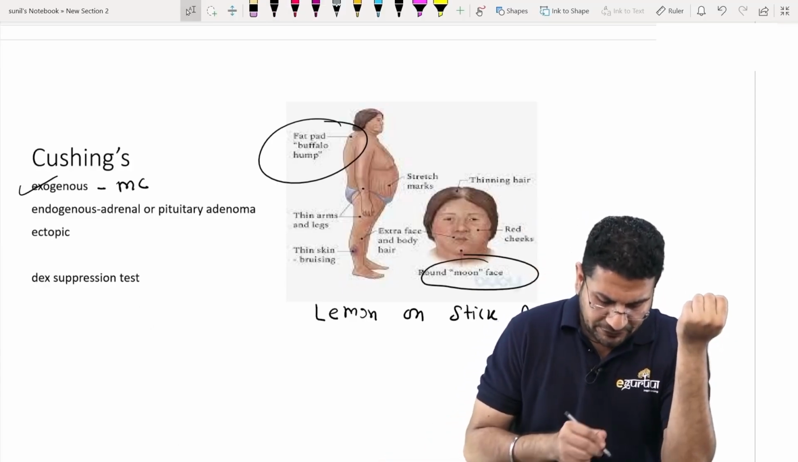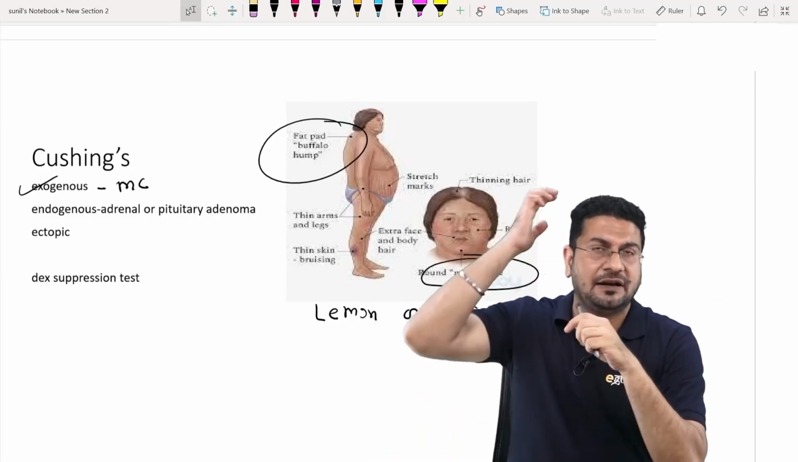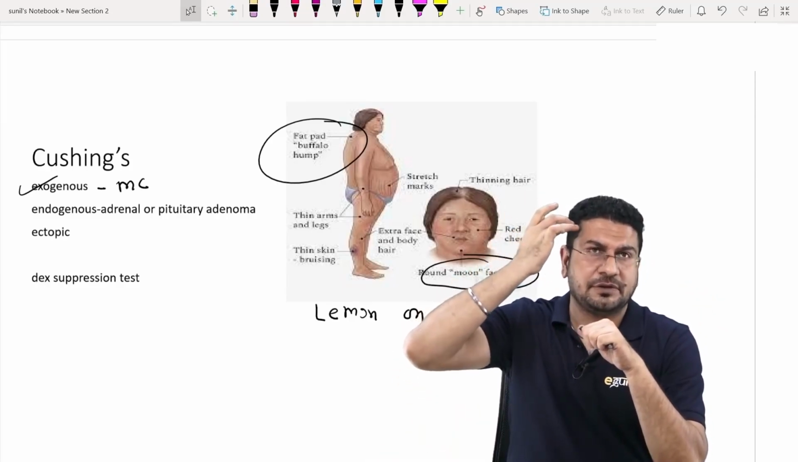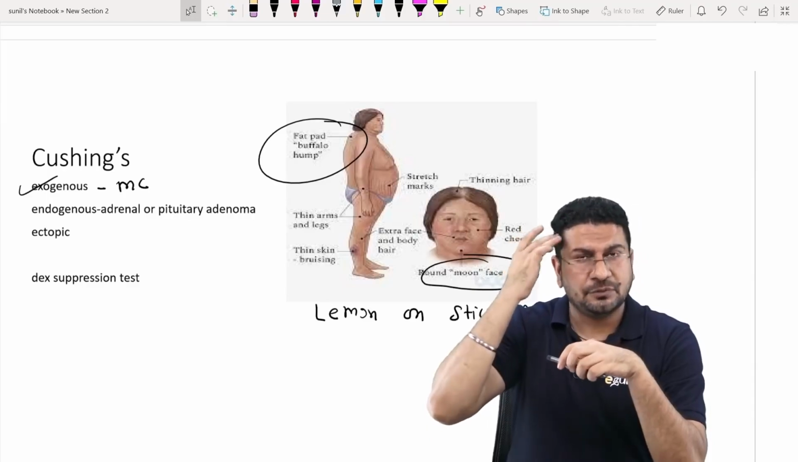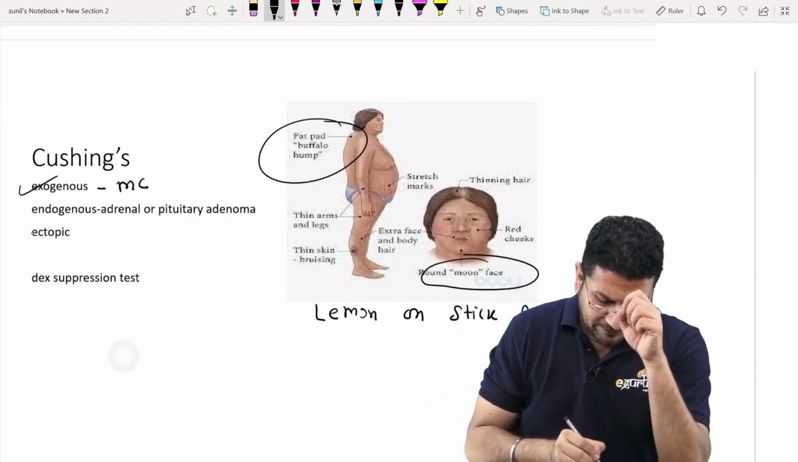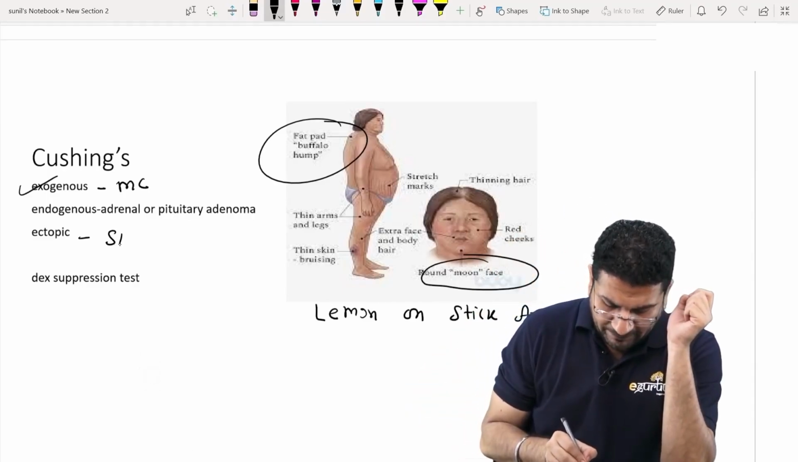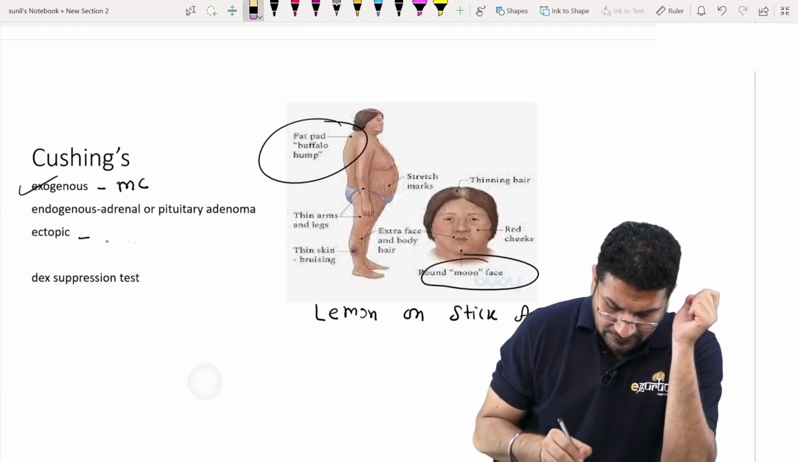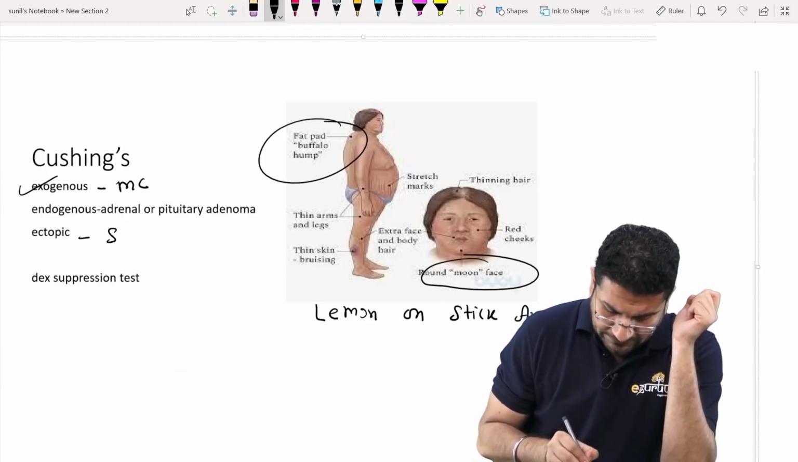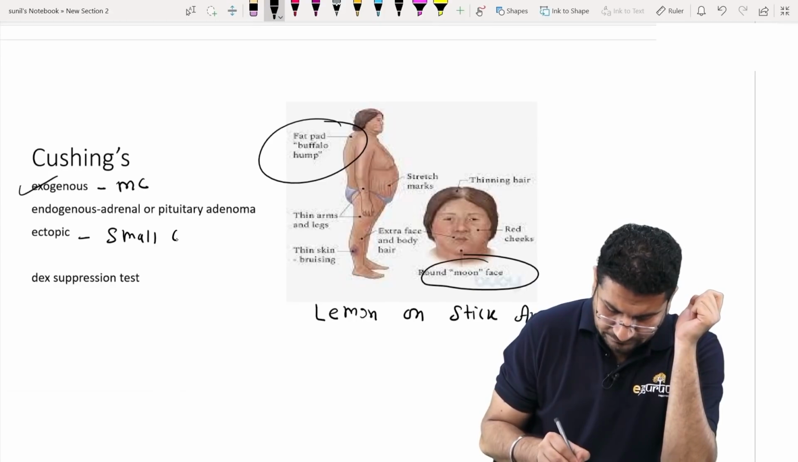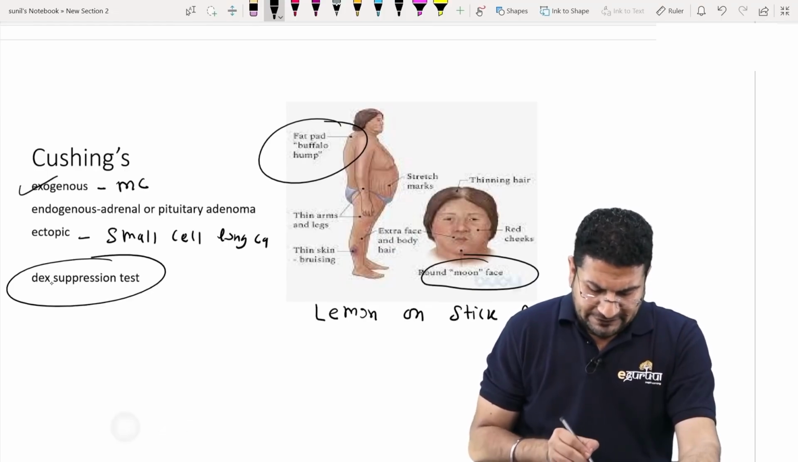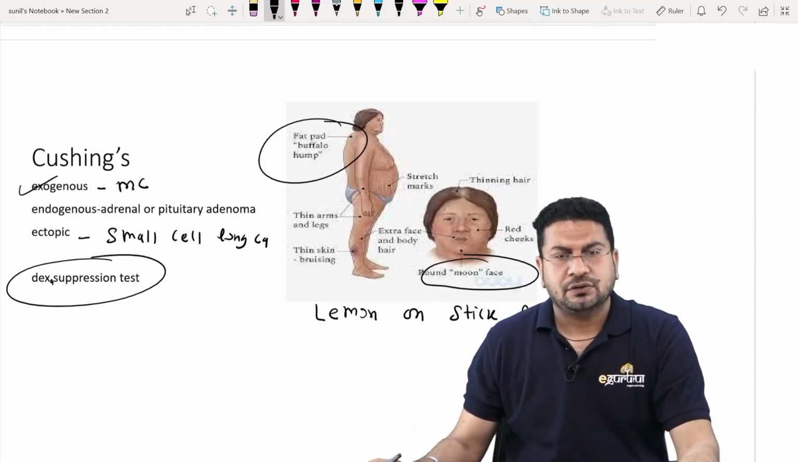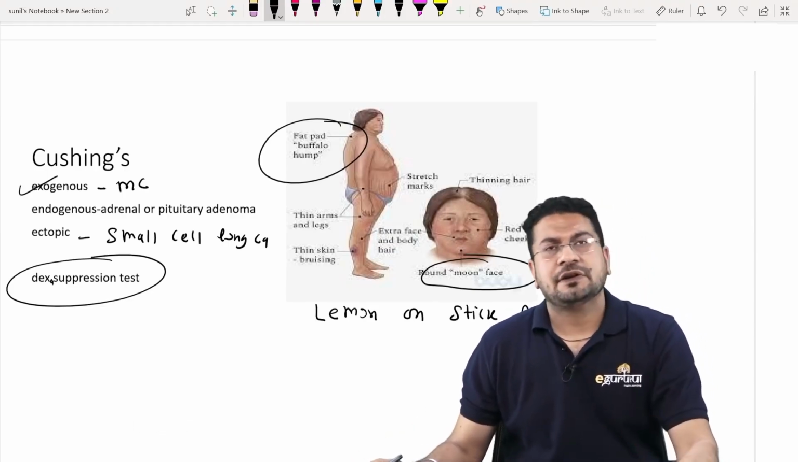Sometimes it can be due to an endogenous cause, like there can be a pituitary tumor or an adrenal tumor, or sometimes it can be ectopic. For ectopic, remember it can be due to a tumor, that is your small cell lung cancer. Small cell lung cancer can also cause SIADH. We have the dexamethasone suppression test to make a diagnosis. Slow tapering of steroid is recommended.